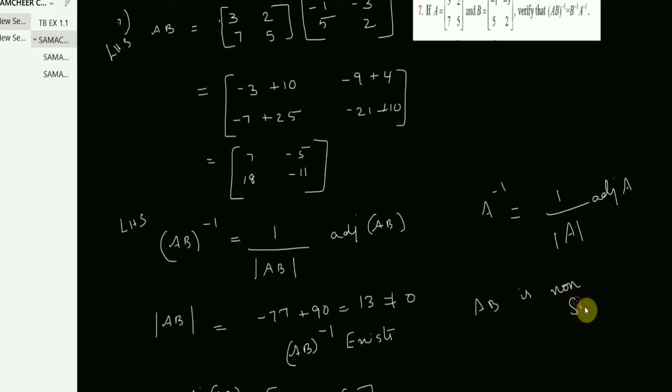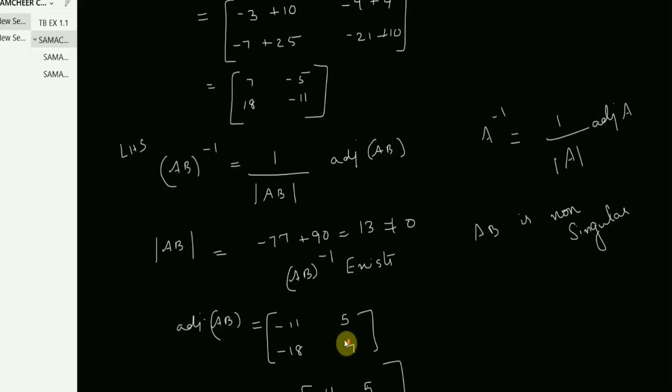AB is a non-singular matrix. That is why AB inverse exists. Okay, so you should write that condition. You should write it's not equal to 0. So AB inverse exists. Now we have to find adjoint of AB.